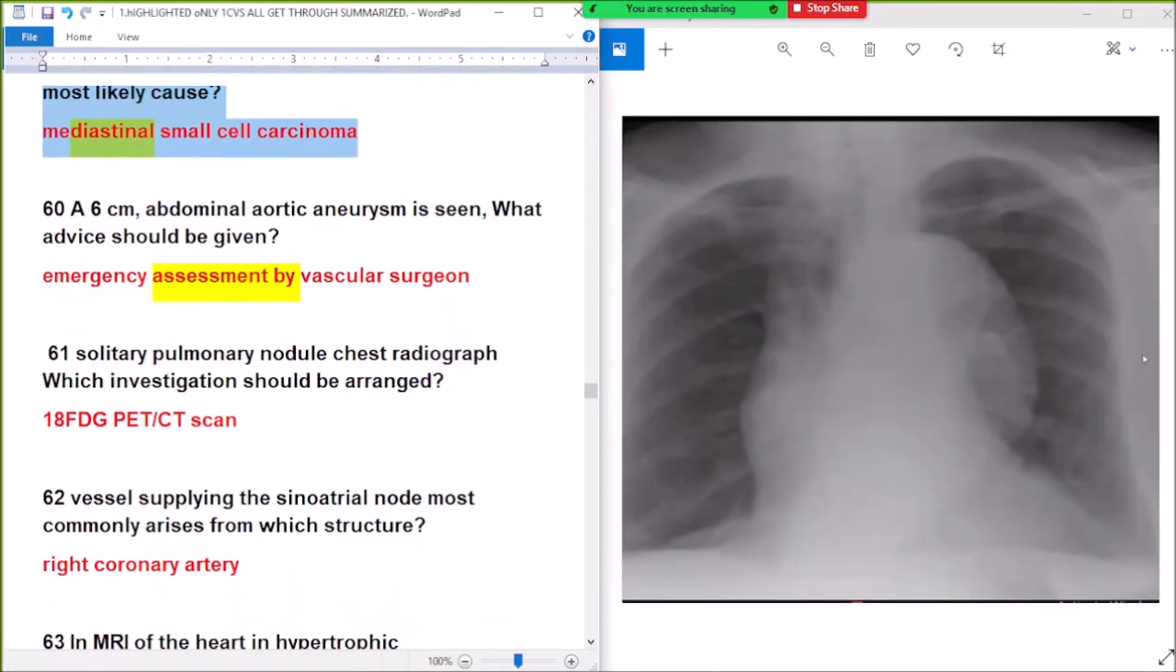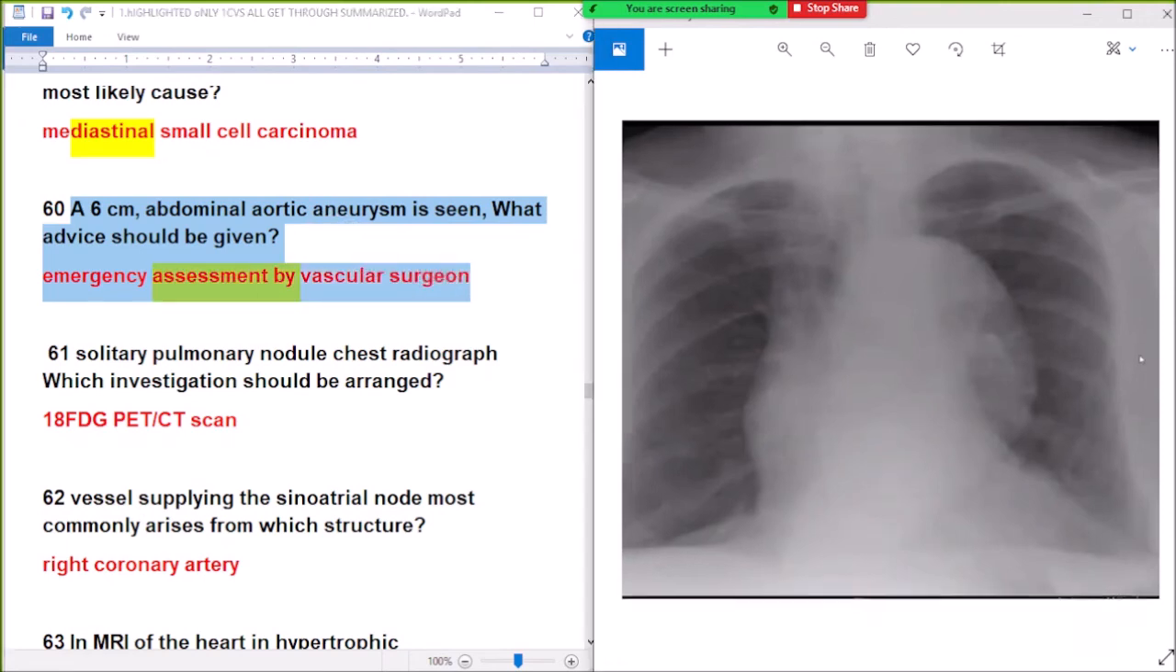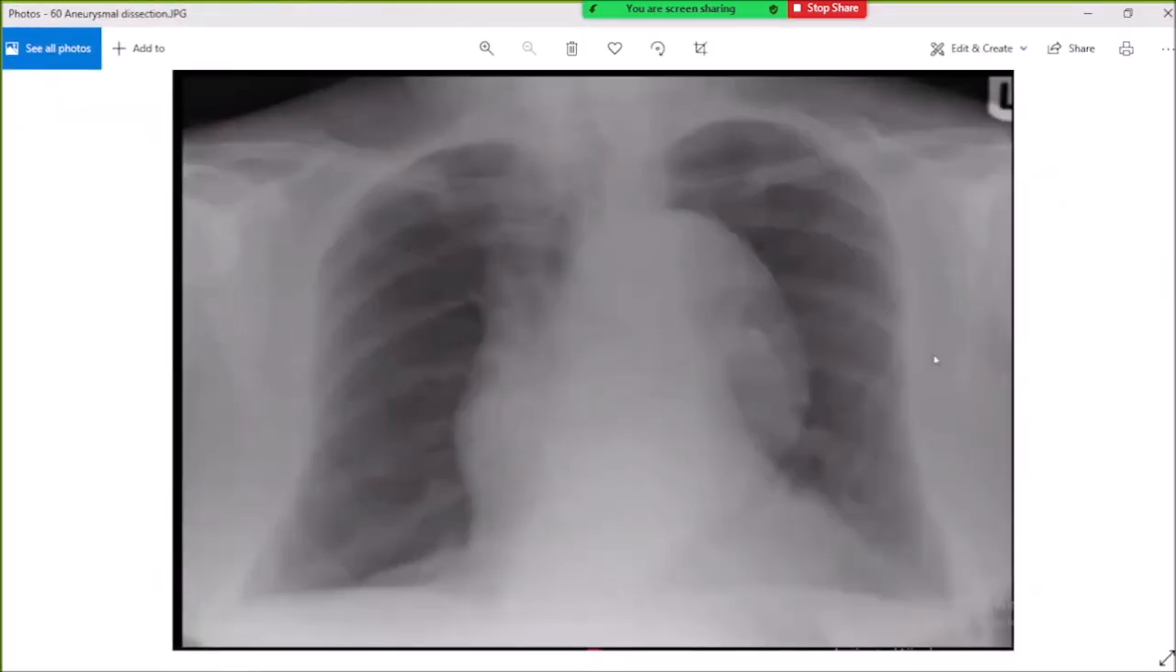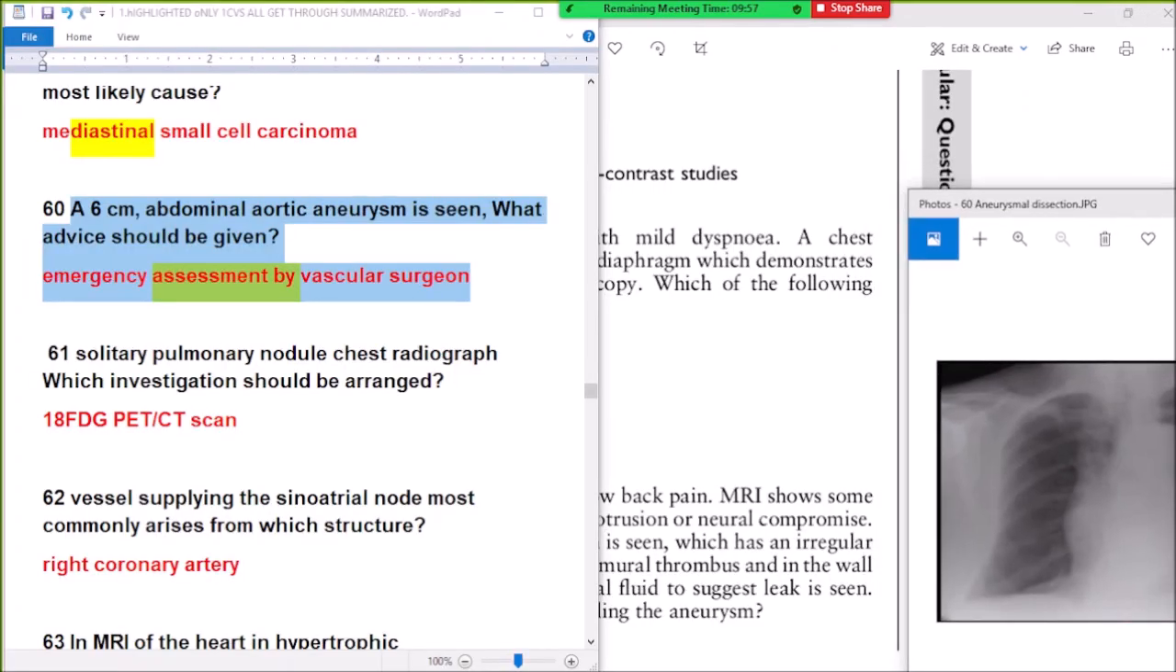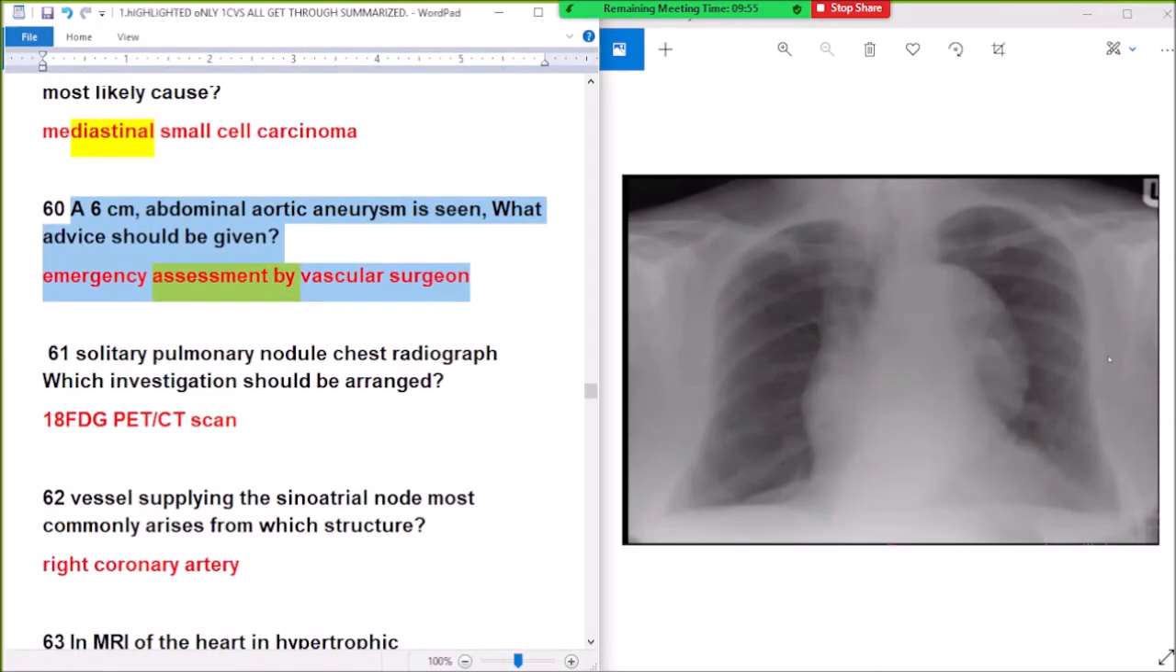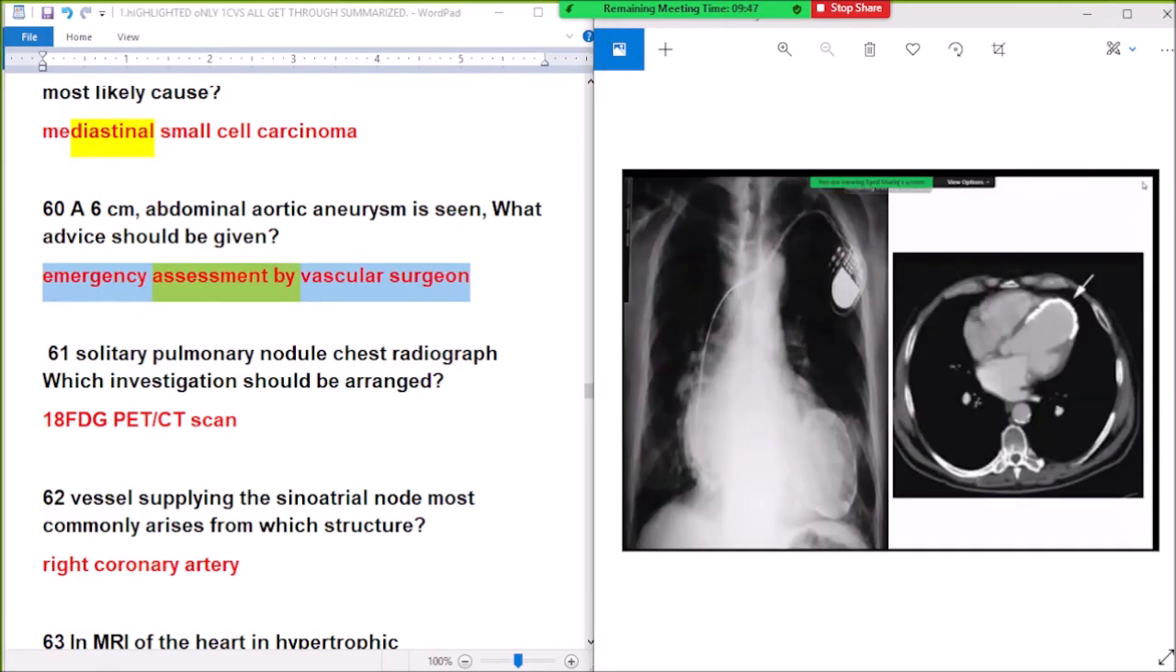Question 60. A 6 cm abdominal aortic aneurysm is seen. What advice should be given? Emergency assessment by vascular surgeon. This is greater than 5 or 5.5 cm. This chest radiograph shows aortic dissection.